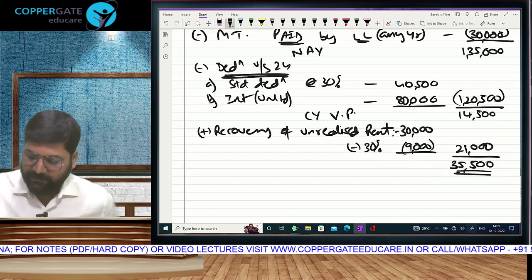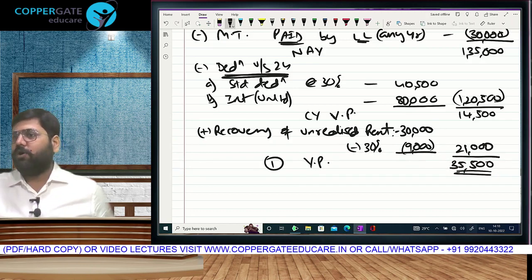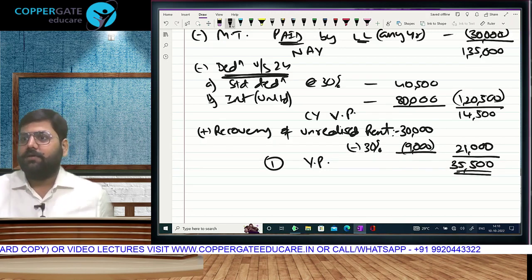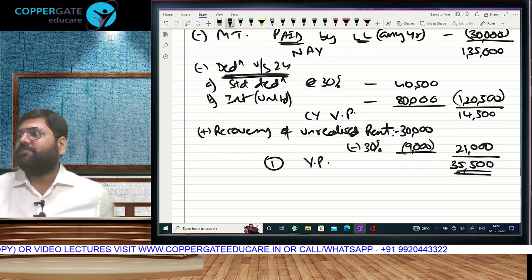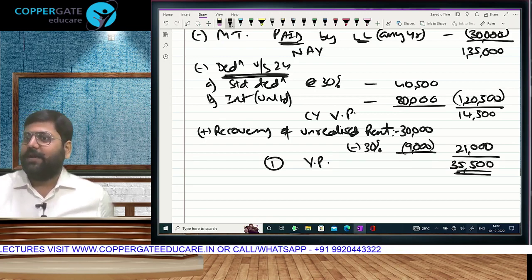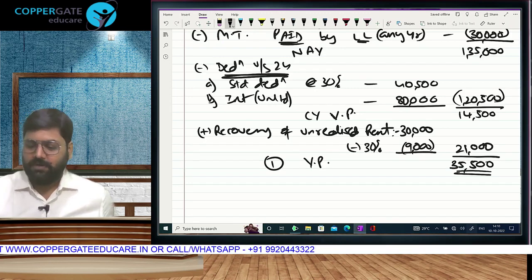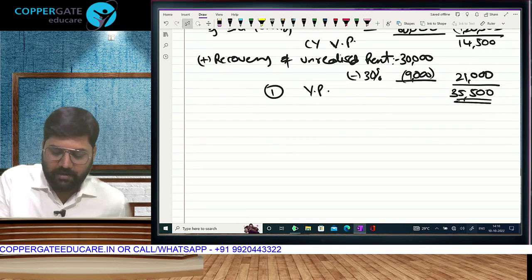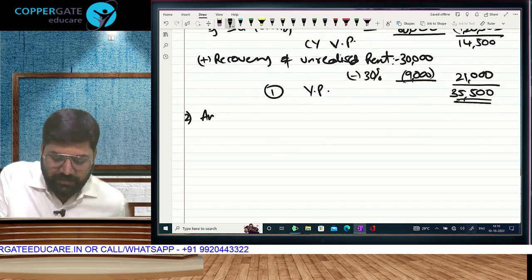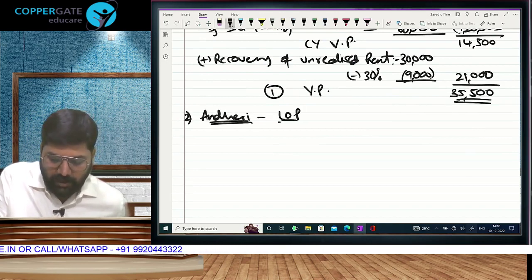Finally, we get 35,500 as my final answer from Vile Parle, and I will call it 1. Then 1, 2, 3, 4, 5. That total, 1 plus 2 plus 3 plus 4 plus 5, will become my taxable income from house property. Now only 1 is done. Second, Andheri. Nature, LOP.